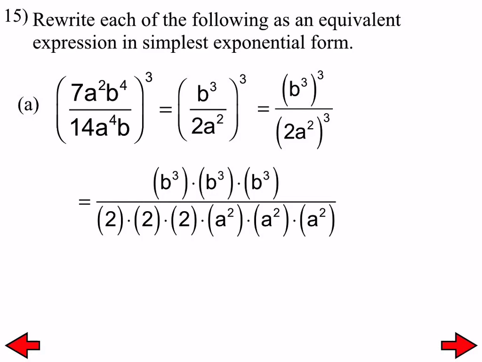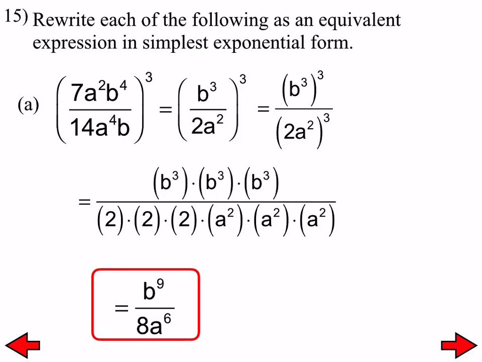And so the long way of getting there means we have 3 groups of b cubes on top, and on the bottom 3 groups of 2's and 3 groups of a squareds. And then we simplify that, and I know most of you can jump straight to the answer from there, and that's fine, but just be careful. We end up with b to the 9th over 8a to the 6th. So any questions with part A of number 15? All right, you go ahead now and do part B.